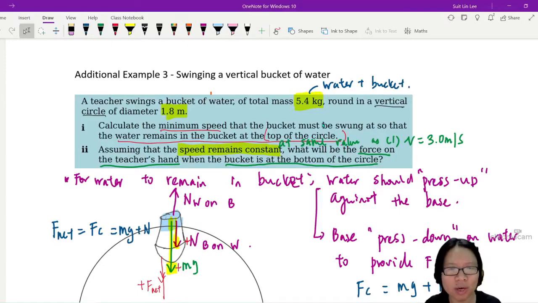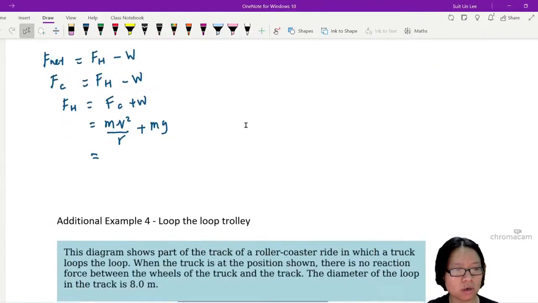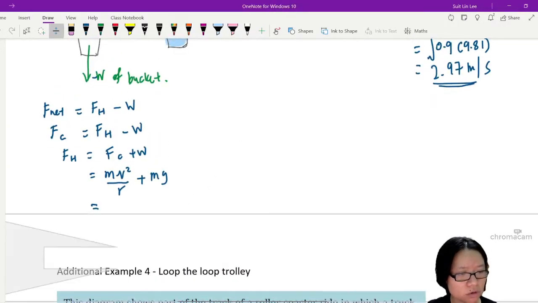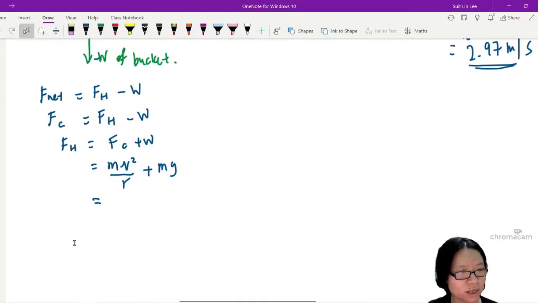Obviously the weight of the bucket with the water in it will be the same as the weight of the water and the bucket, right? So this is the m that we're going to use, 5.4. I'm going to plug that in.